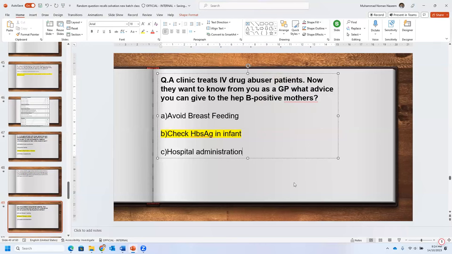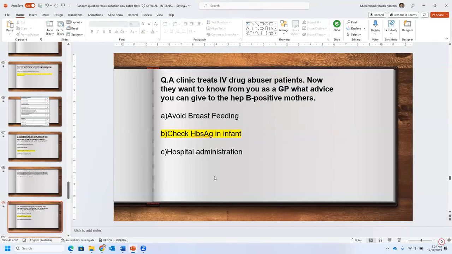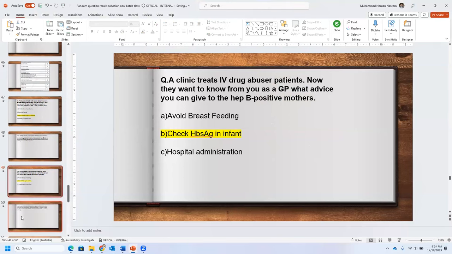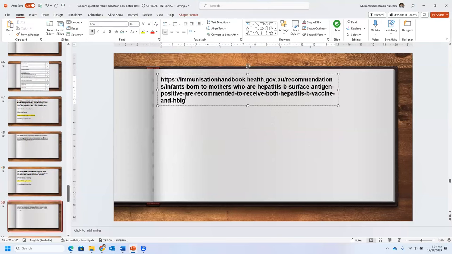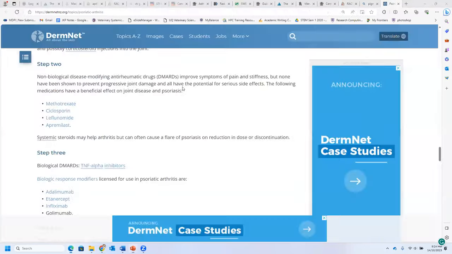18 months. We check in hepatitis C positive mothers' infants at 18 months, the surface markers. Oh, sorry, the hepatitis C viral load. And the surface marker we check in the infants at 9 to 12 months. It's the Immunisation Handbook of Australia. You can study every immunization disease from here.